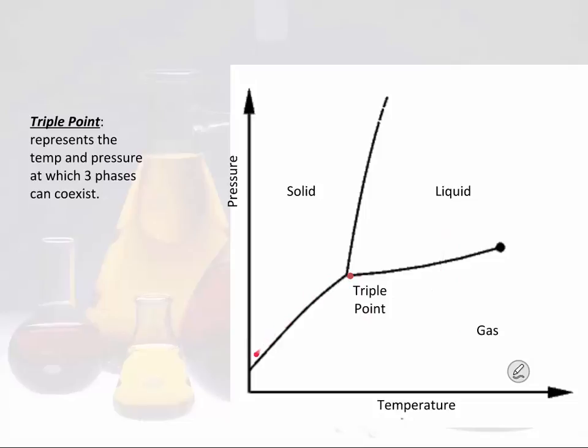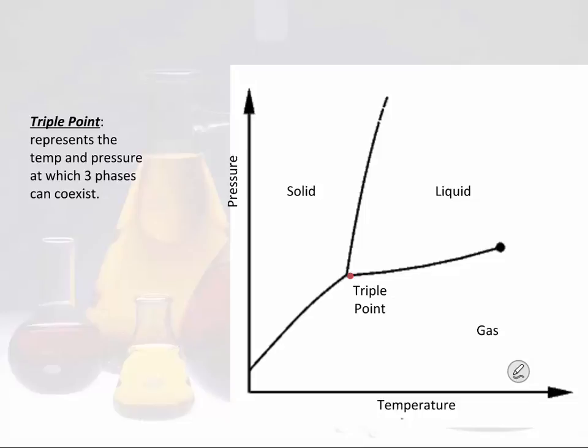This line here, between the solid and gas: if you go from solid to gas, you're subliming. If you go from gas to solid, you're going through deposition. So this point in the middle here, where all three of these lines come together, is called the triple point. So it represents the temperature and pressure where all three phases coexist.